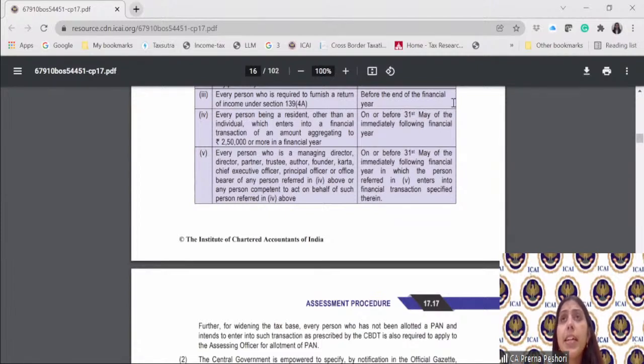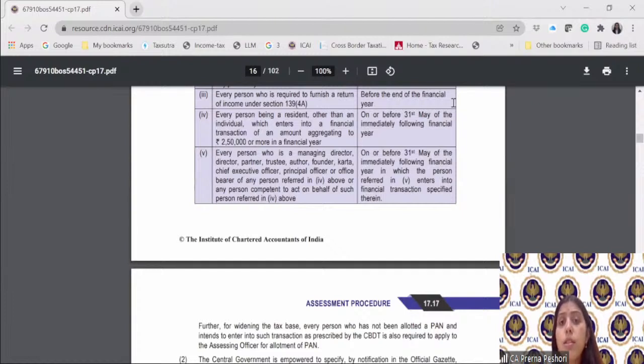Also, when TDS is going to be deducted or TCS is going to be collected, as I had told you, the PAN is required to be quoted at that time. If you do not quote, then there is going to be the applicability of 206AA in case of TDS, right? So the TDS will be at a higher rate. A similar case was there in the case of TCS also.